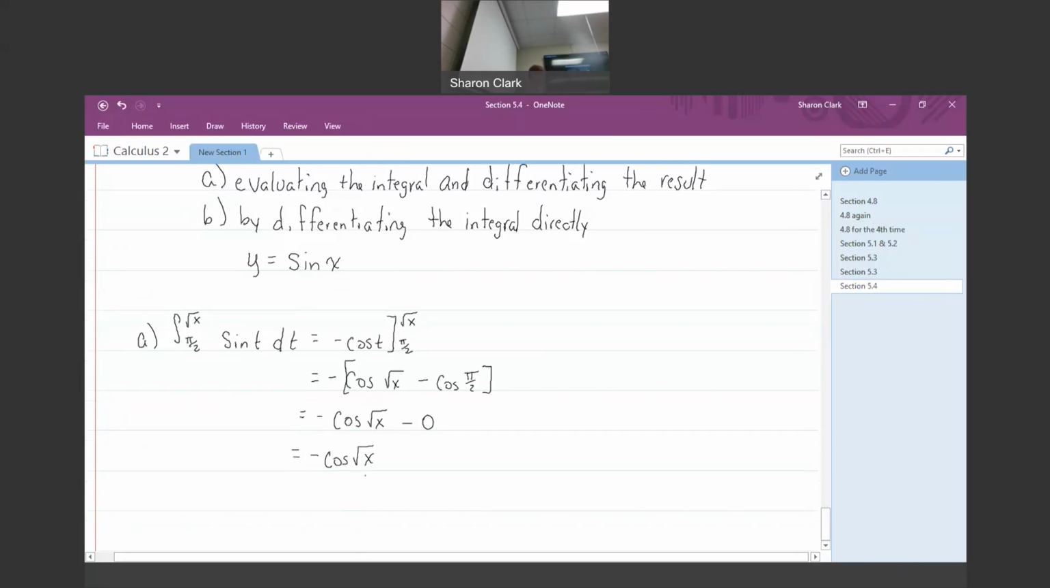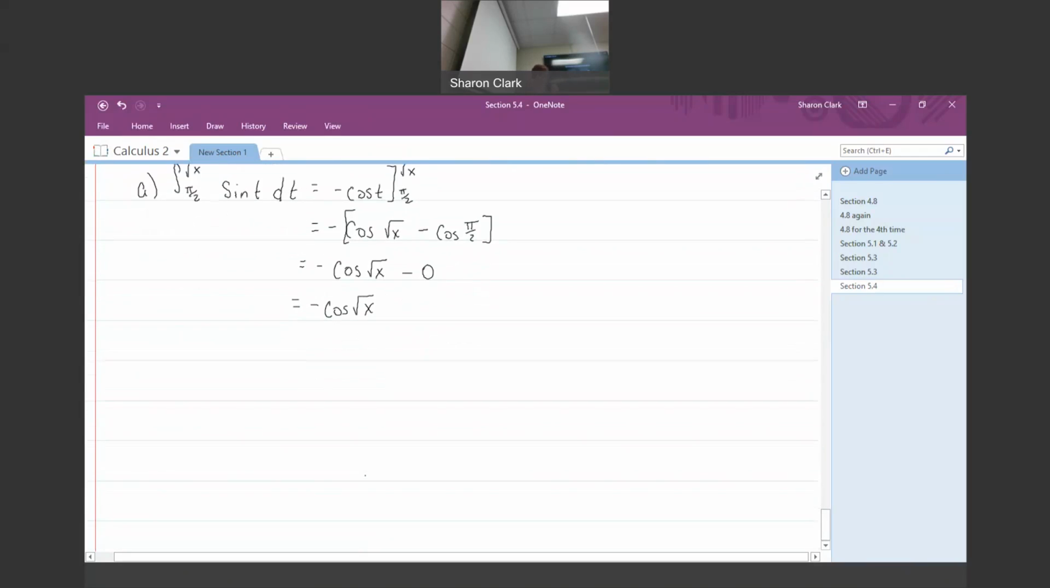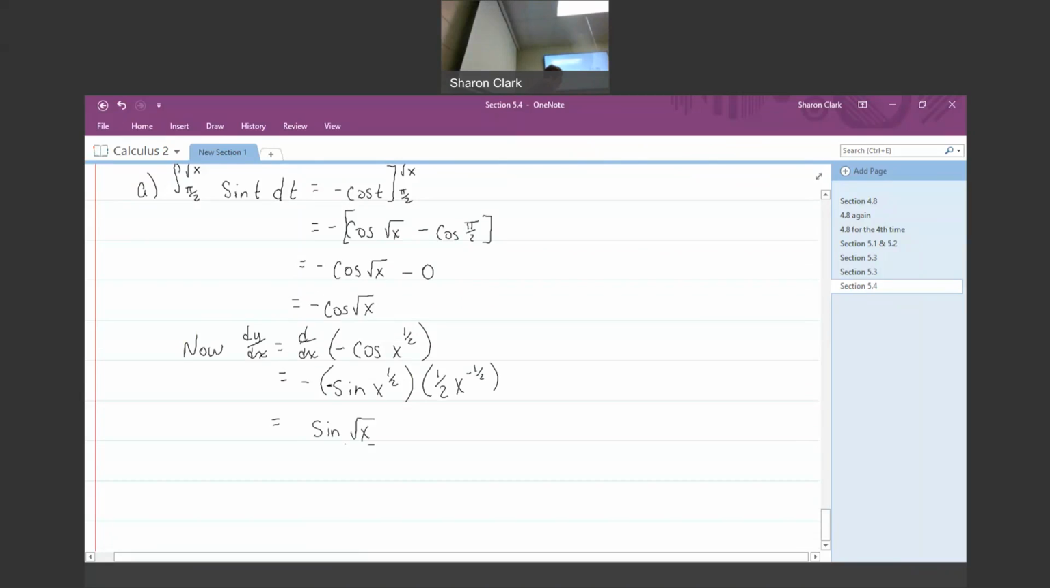Okay, and now we have to differentiate. Now, dy dx equals d dx negative cosine of x to the 1/2. Remember, we got to fix it. So that's going to be negative sine x to the 1/2 times the derivative of the inside, which is 1/2 x to the negative 1/2. So we get sine square root of x over 2 square root of x.